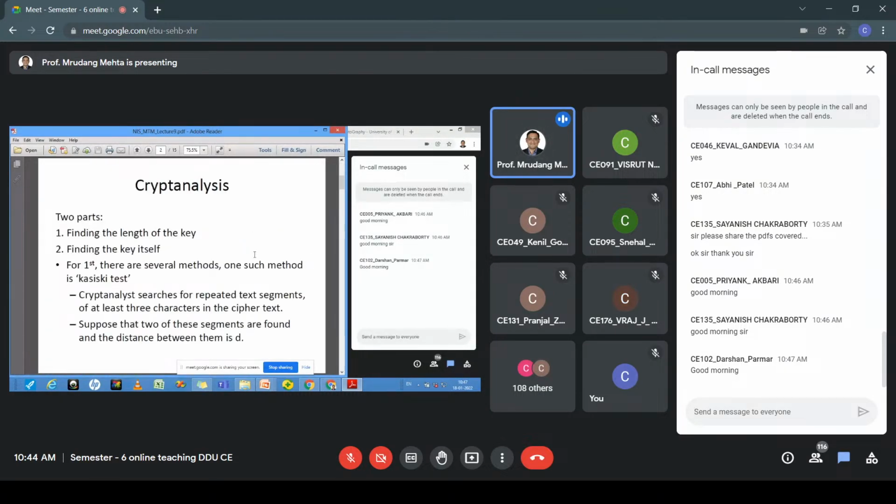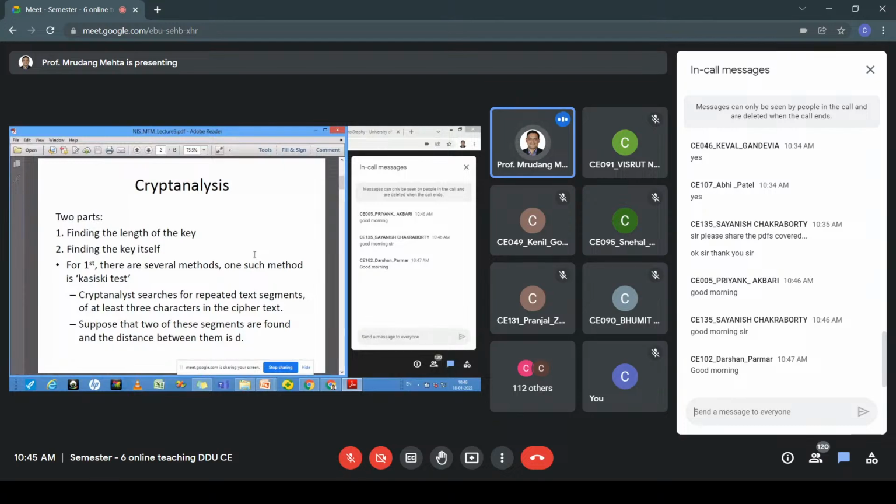Okay. So the last topic was related to the cryptanalysis part, and we were discussing how to perform cryptanalysis of the Vigenère cipher. To perform cryptanalysis, we have to do this in two parts, because in the Vigenère cipher we have an encrypted text, right? And we want the plain text.